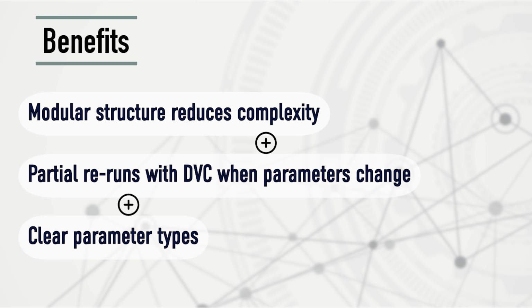Slide number 3, Benefits, showcases how DVC partial reruns save time by rebuilding only the changed stage, such as mean_profit.yaml. Typed parameters reduce confusion and ensure consistent data types. This partial rerun capability safeguards reproducibility and avoids unnecessary computation across the entire pipeline.